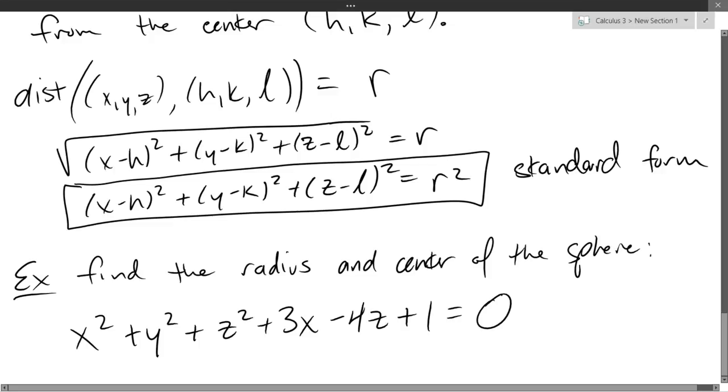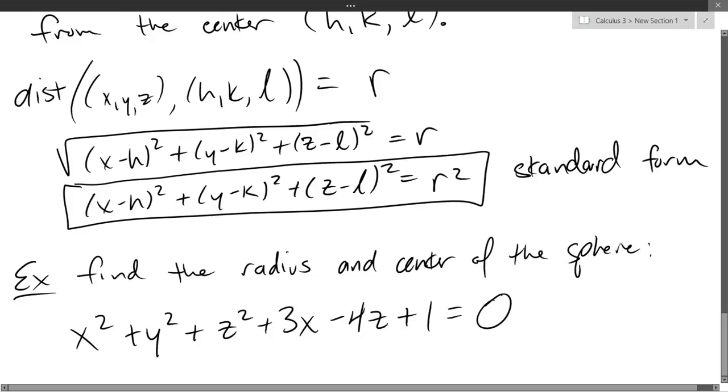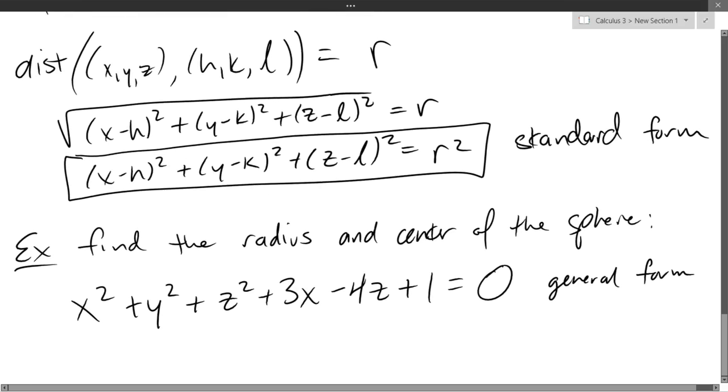So I wrote the sphere down in standard form. What type of form is this? X squared plus y squared plus z squared plus some x's and y's and z's and a constant. I think we call this general form. So we're going to turn our general form into standard form. How do we do that? What algebra tool are we going to use? Complete the square. How many squares do we need to complete? We've got to complete the square for x, y, and z. Which one do I not really need to do, though? Y. The y's completed square is already pretty much done for you.